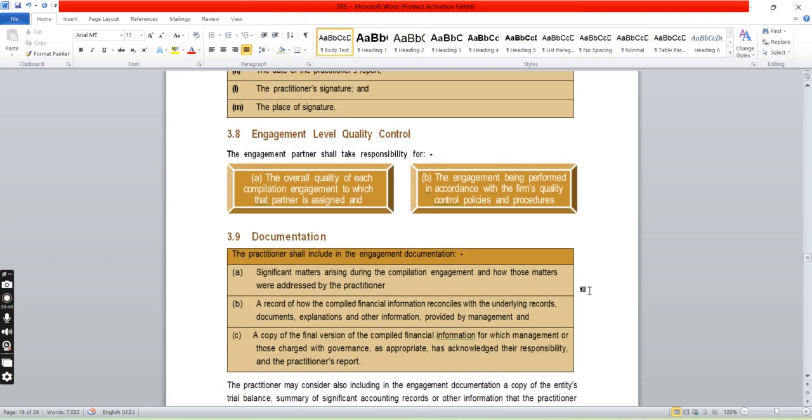What will be the engagement level quality control? The engagement partner shall take responsibility for the overall quality of each compilation engagement to which that partner is assigned, and for the engagement being performed in accordance with the firm's quality control policies and procedures.